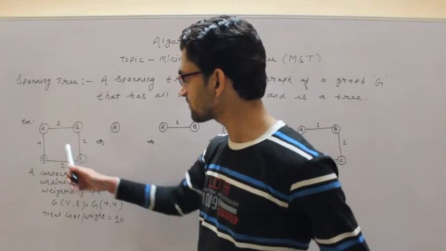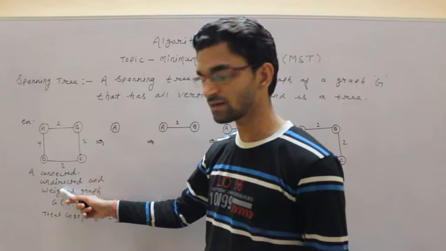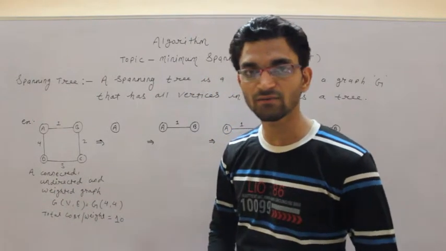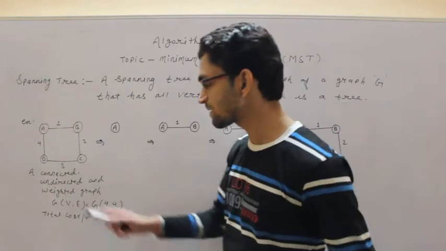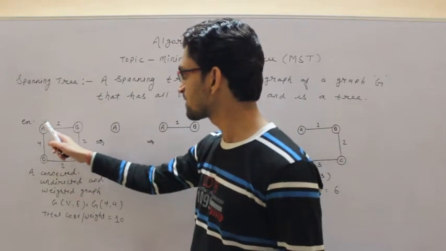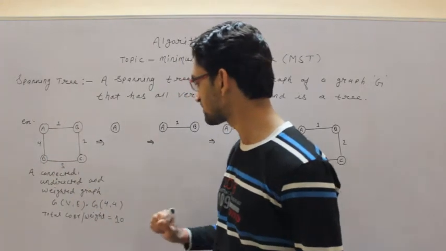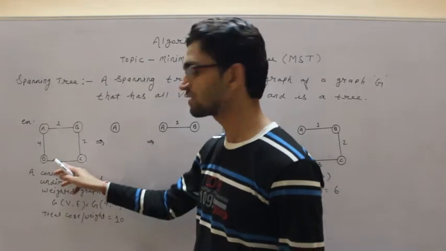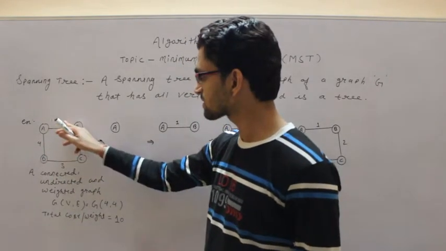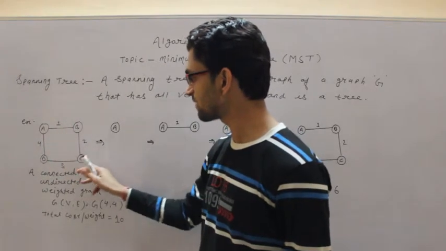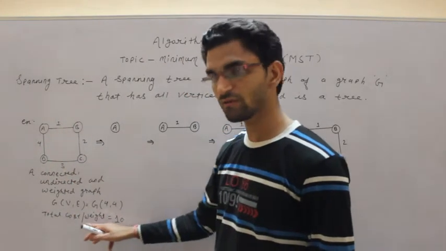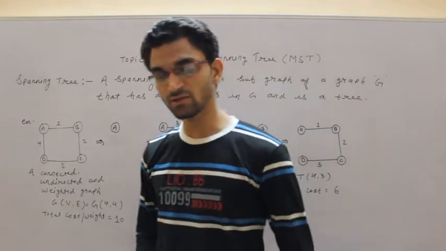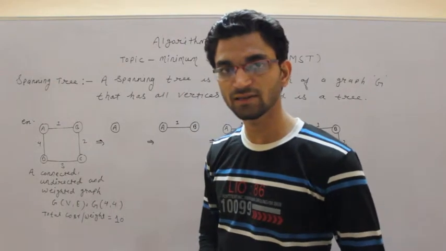So consider this graph. This is a connected, undirected and weighted graph, and a graph can be represented in terms of vertices and edges. In this graph there are four vertices A, B, C, D and four edges, and because this is a weighted graph, the weights are associated with the edges. If you sum all these four weights, then the total cost or total weight of this graph will be 10. So I am explaining the simple procedure to find the spanning tree.